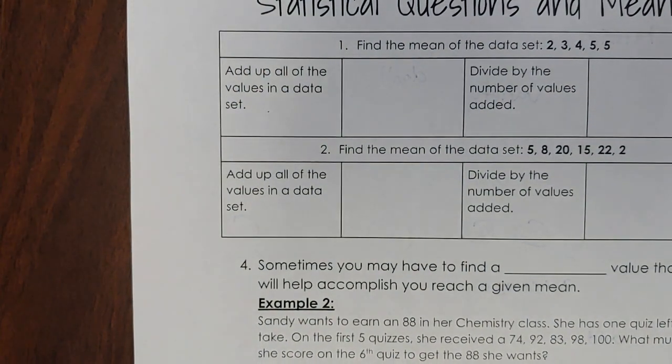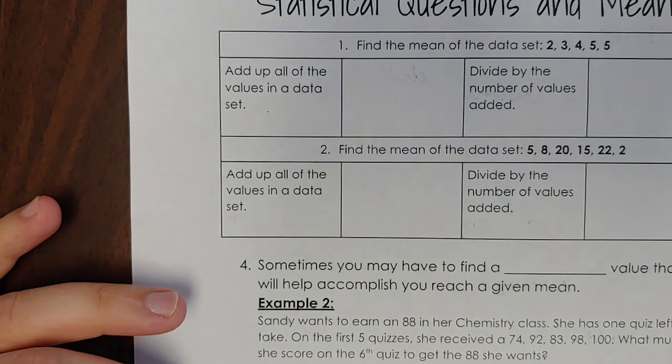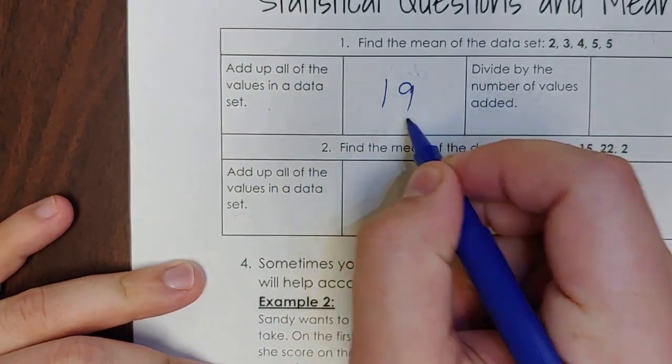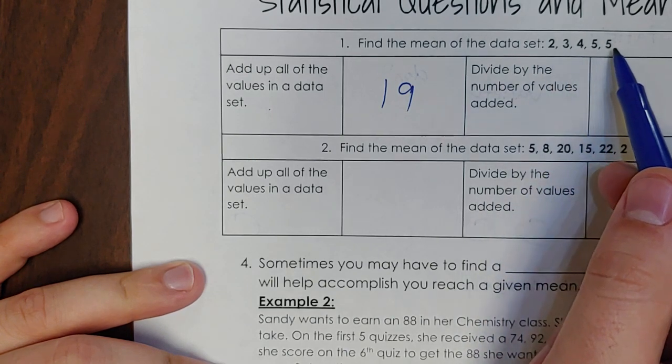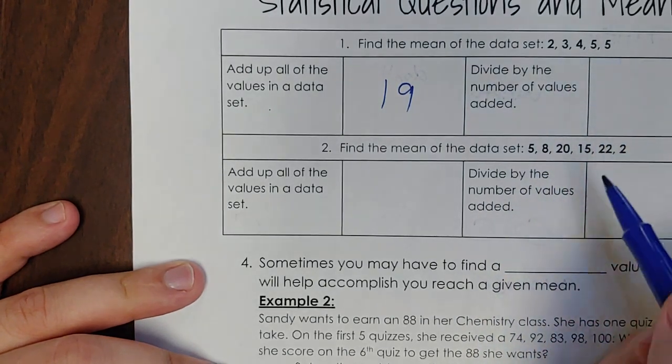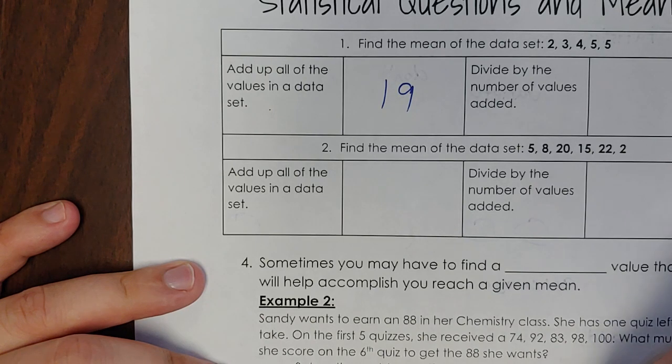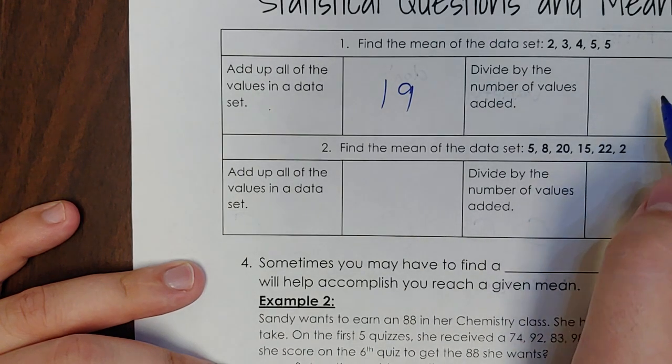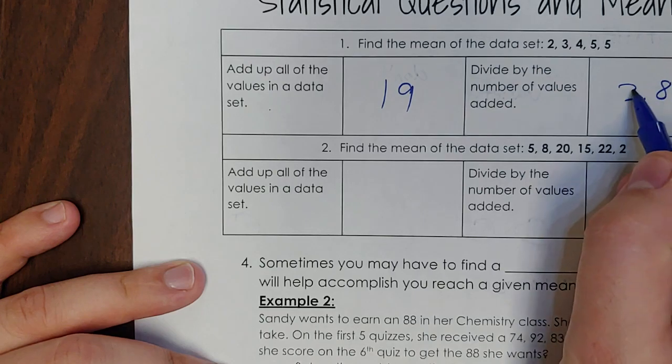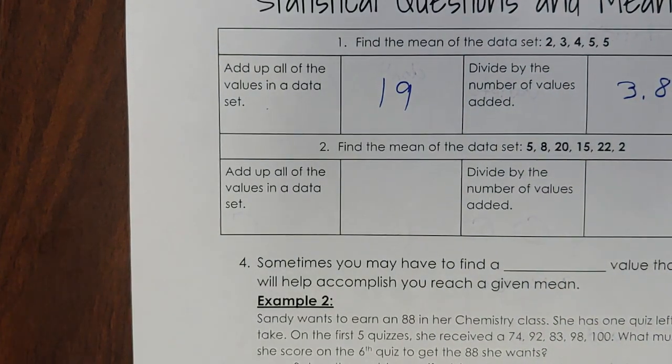So, find the mean of the data set, 2, 3, 4, 5, 5. What happens when we add 2, 3, 4, 5, 5 up? What do they equal? 19. How many numbers are right here? So we're going to divide 19 by 5, and what are we going to get? 3.8. Okay. So the average of these numbers is 3.8.